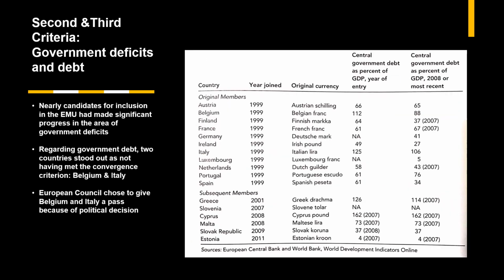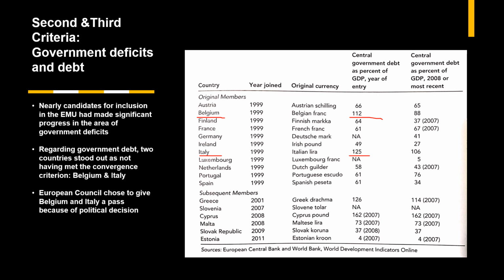Second and third criteria, government deficit and debts. Nearly all of the candidates for inclusion in the EMU had made significant progress in the area of government deficit. Regarding government debt, two countries stood out as not having met the convergence criteria, Belgium and Italy. If you look at the pictures on the right-hand side, Belgium and Italy have the highest percentage of government debt relative to their GDP, while other countries maintain around 60%, but they are beyond 100%.